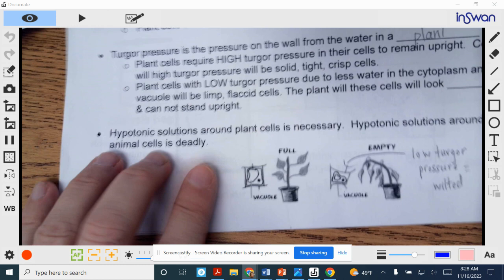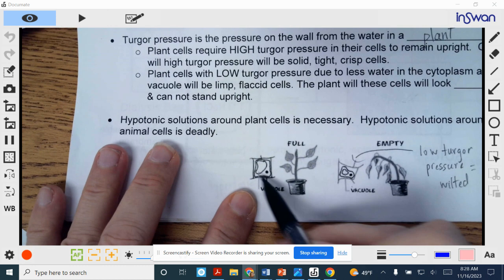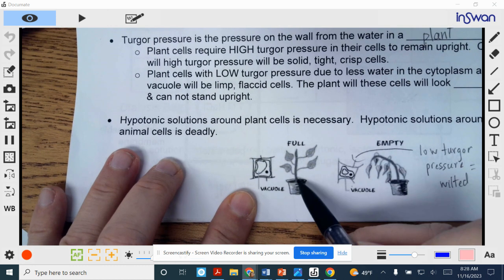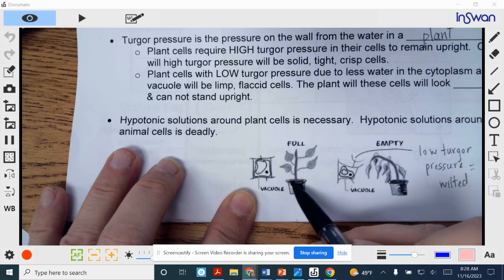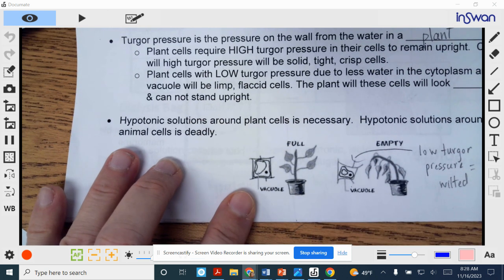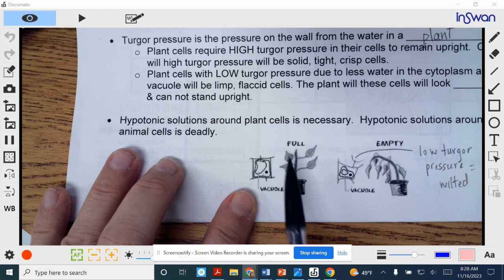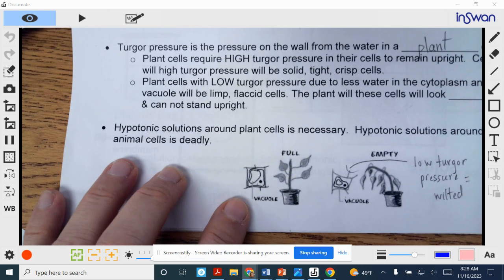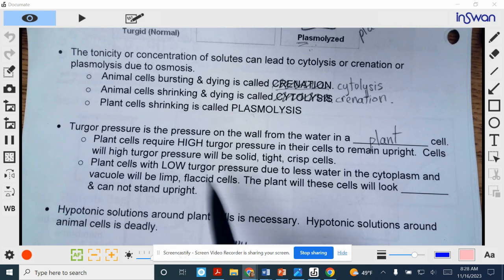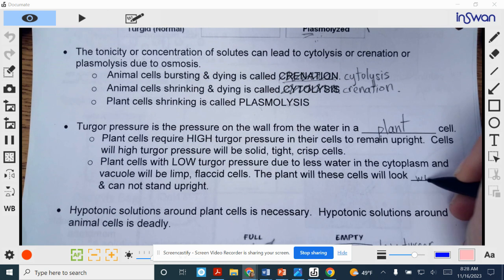Okay. We need cells to be nice and tight and full of water. Plants don't have bones to keep their structure. So that's how they're able to stay upright. If they have cells that are full of water, then you've got these tight cells that can stack and keep the plant upright. Okay. So again, low turgor pressure, you're going to have a wilted looking plant.